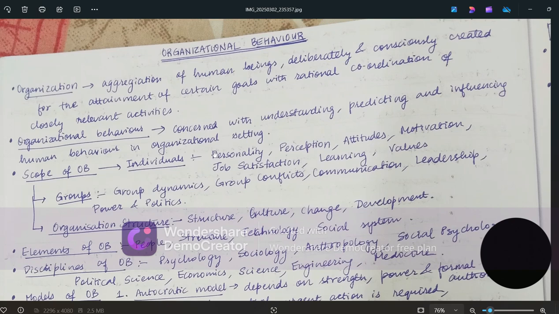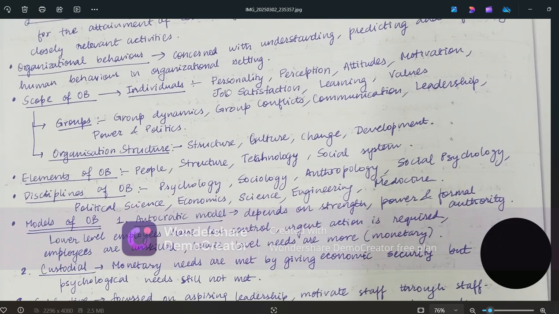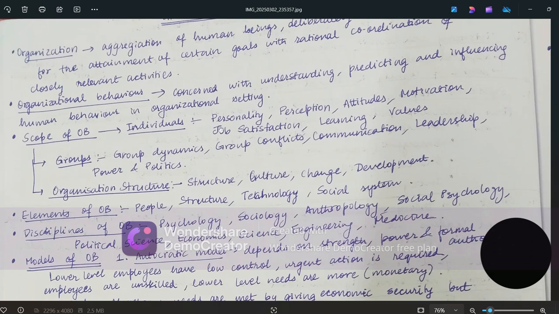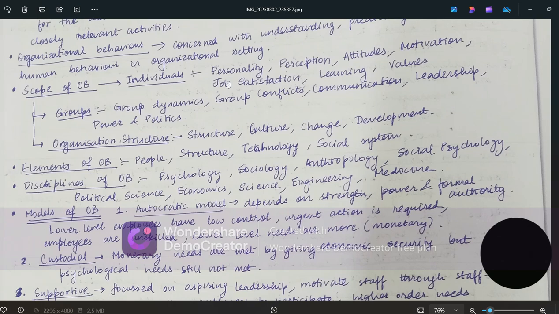It is an aggregation of human beings deliberately and consciously created for attainment of certain goals with rational coordination of closely relevant activities. Now, organizational behavior (OB) is concerned with understanding, predicting, and influencing human behavior in an organized setting. Now, what is the scope of OB?